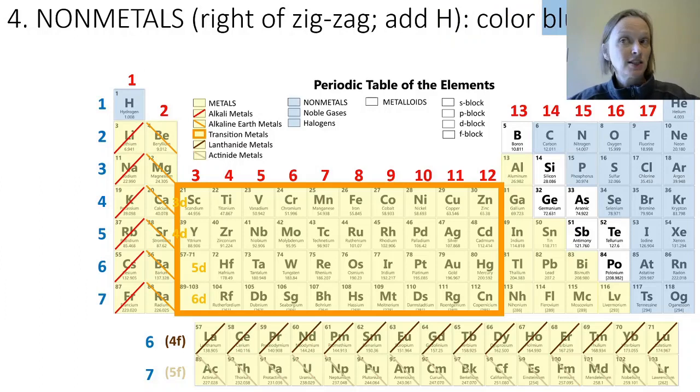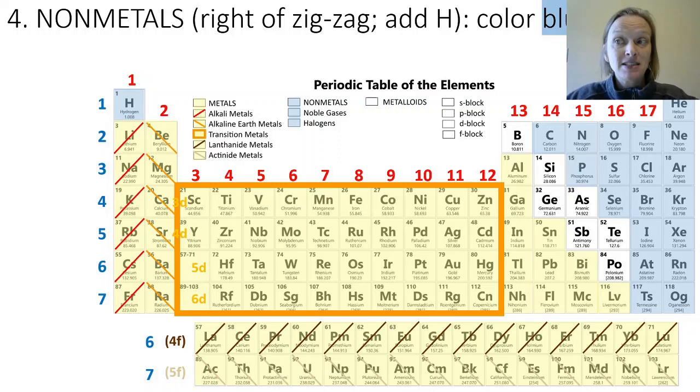Okay, we're done talking about metals for now. Now we're moving on to nonmetals, and we're going to use blue to represent the nonmetals. So everything here to the right of the zigzag on the periodic table will be colored blue, but don't forget to go over here and color in hydrogen also with the light blue color.